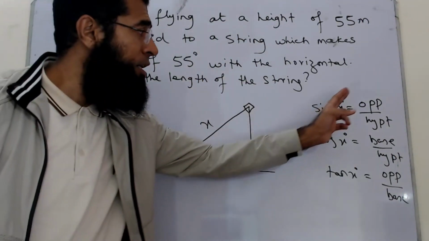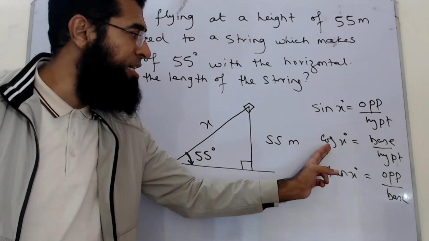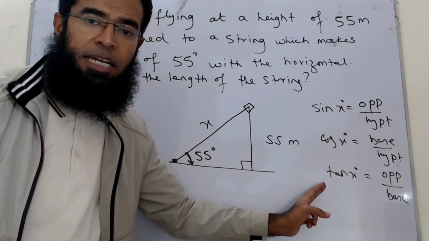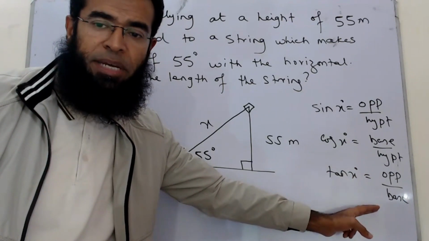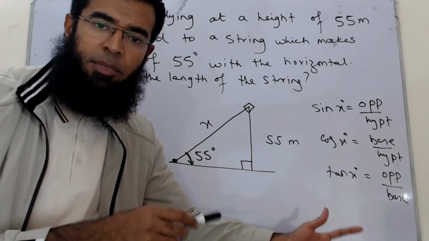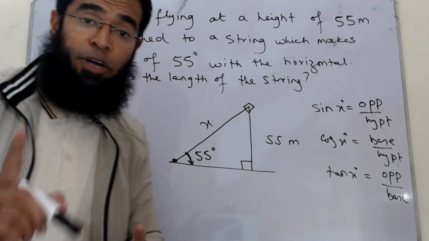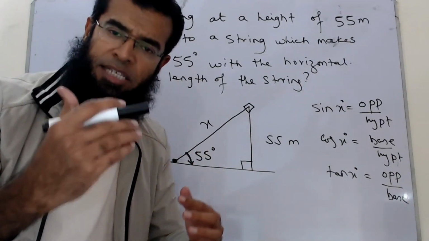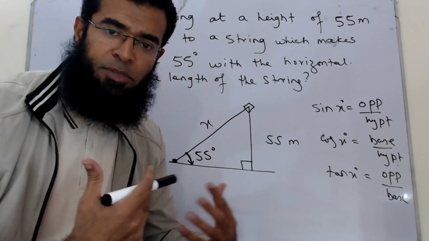Sin x is what? Opposite over hypotenuse. Cos x is what? Base over hypotenuse. Tan x is what? Opposite over base. Right? We've already discussed that in the previous video. अगर किसी ने वो वीडियो नहीं देखी बेटा, please go back. Just have a look at that ताकि आपके concepts जरा refresh हो जाए.